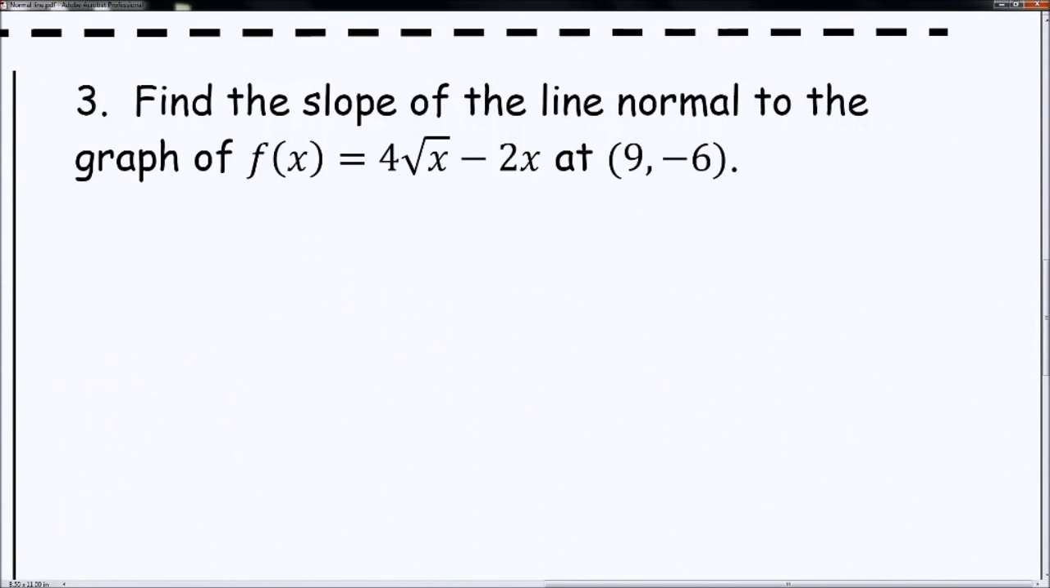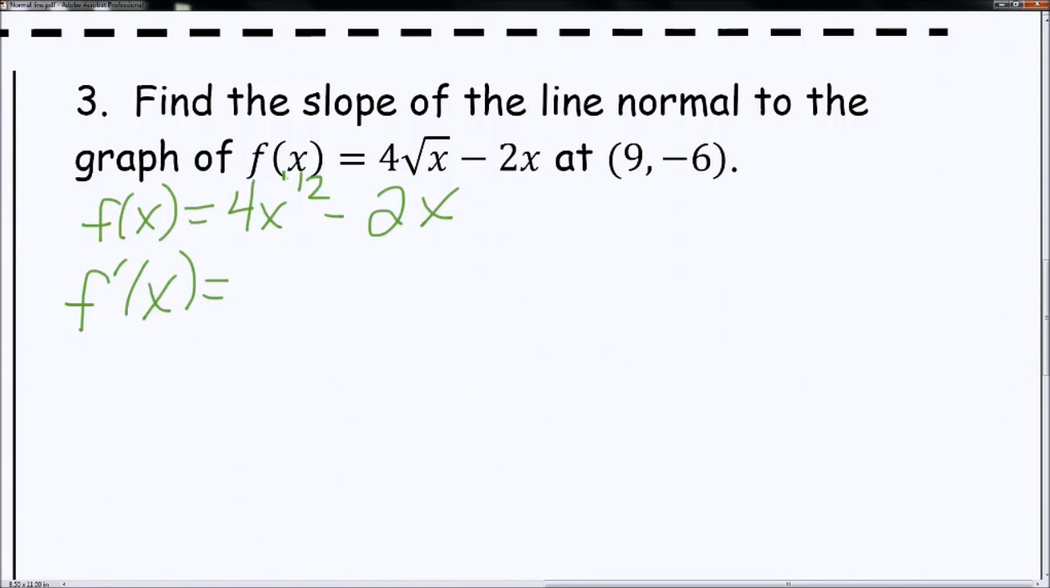Number 3, find the slope of the normal line to the graph of f of x is equal to 4 times the square root of x minus 2x at 9, -6. It's nice they went ahead and gave us the y-coordinate. All we need to find now is our normal slope. So let's find our tangent slope and then do the opposite reciprocal. I'm going to fix it so it's in power form. So this will be 4x to the 1/2 minus 2x. So my f prime is going to be 2x to the -1/2 minus 2.